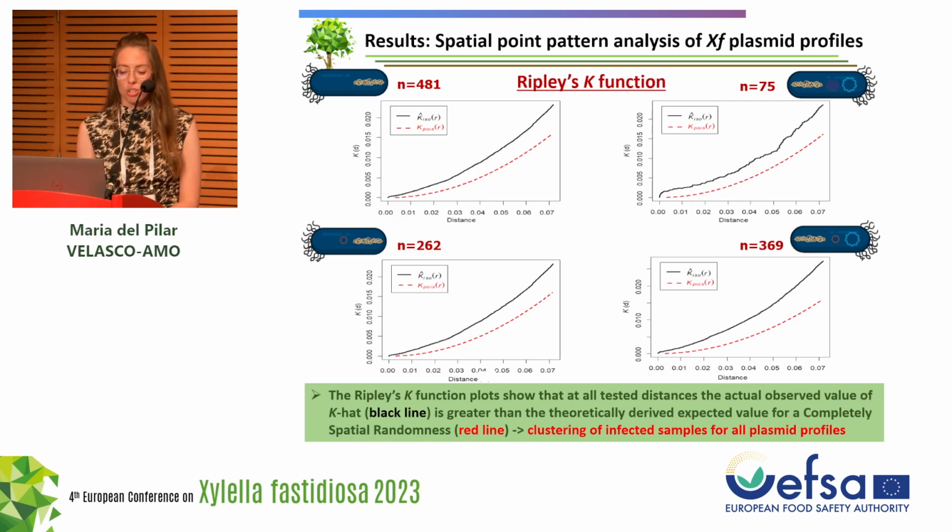The Ripley's K function plots show the spatial pattern of this plasmid profile, whether they are grouped, randomly distributed, or dispersed. At all tested distances, the actual observed value of the K-hat is greater than the theoretically derived expected value for a completely spatially random distribution.